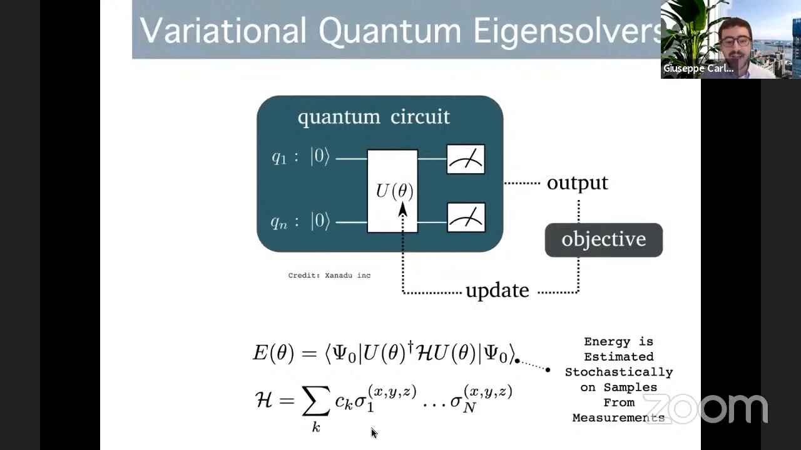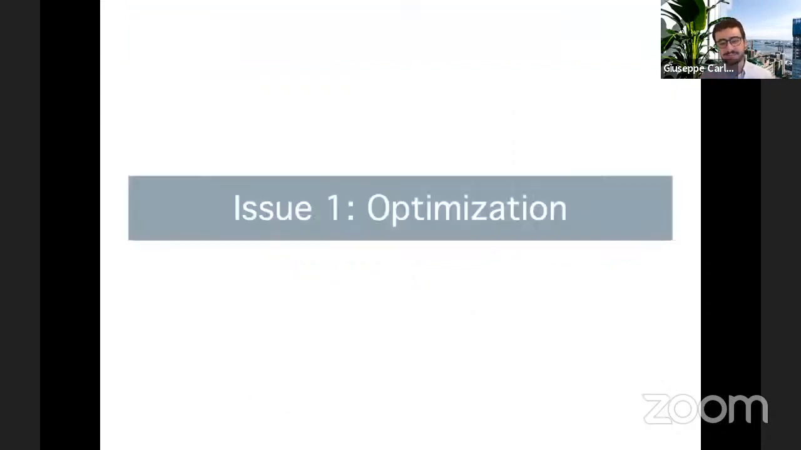And this is done, I'm saying stochastically, because what you do is that you essentially write the Hamiltonian in terms of a product of Pauli operators, typically a large number of these. And what you can do is that you can measure in the computational basis, in which these operators are diagonal. Then you take samples in this basis, and then you compose these observables to get an estimate of the average of the Hamiltonian.